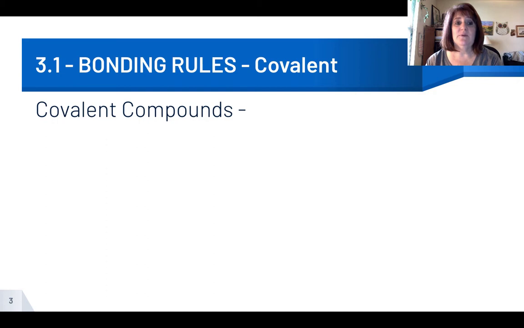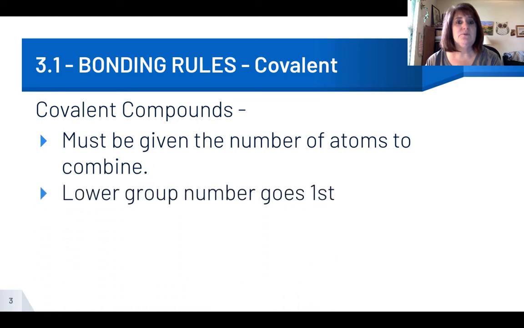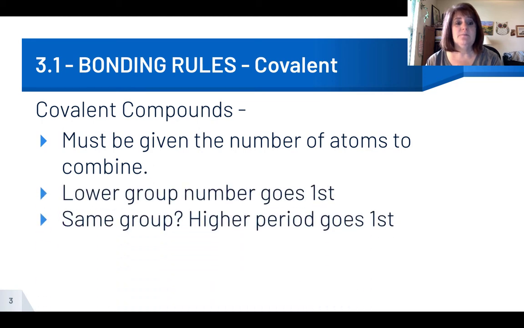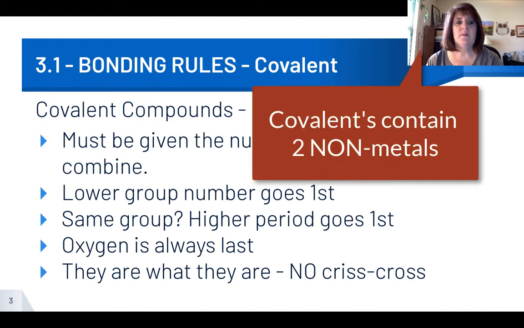For covalent compounds, you have to be given the number of atoms to combine. The lower group number will go first. If they're in the same group, the higher period goes first. Oxygen is always going to be last. And there's no crisscross. They are what they are.